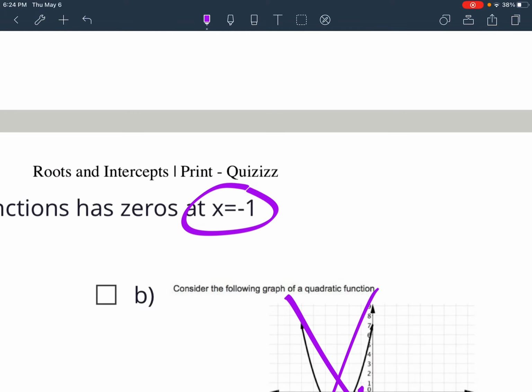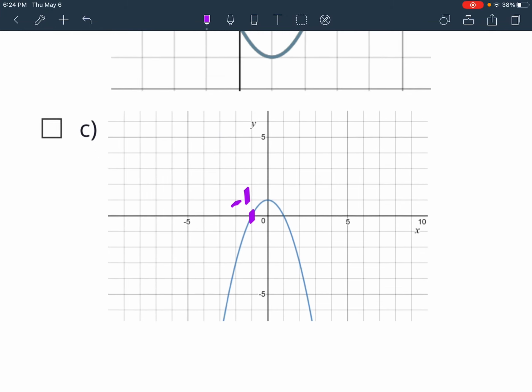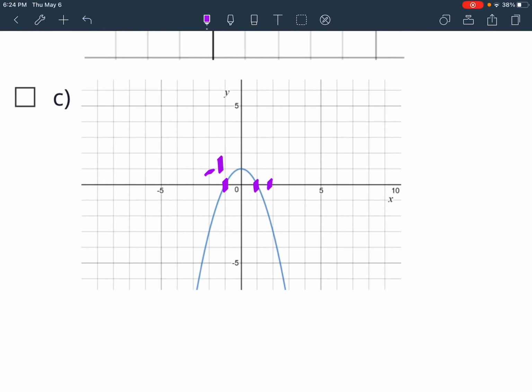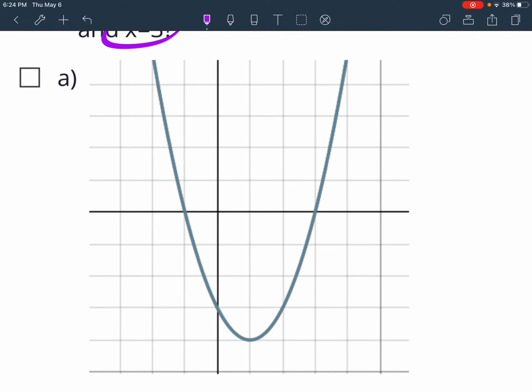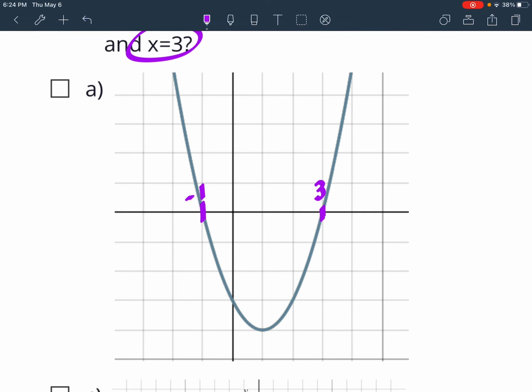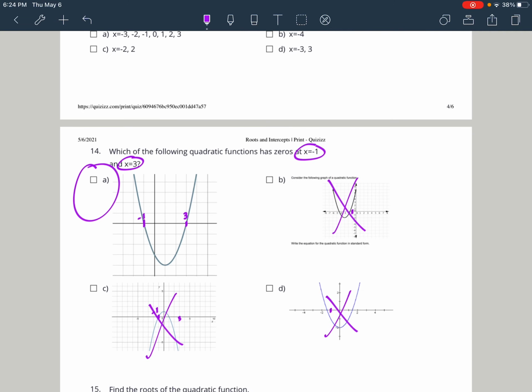What does it have to be again? Negative 1 and, oh, and 3. Here's 1, 2, 3. So 1, 2, 3. 3 is right here. Does it cross over here on 3? No. So then that's wrong. This one works because this is negative 1, and this is 3. So it crosses at negative 1 and 3. So 14 is A.